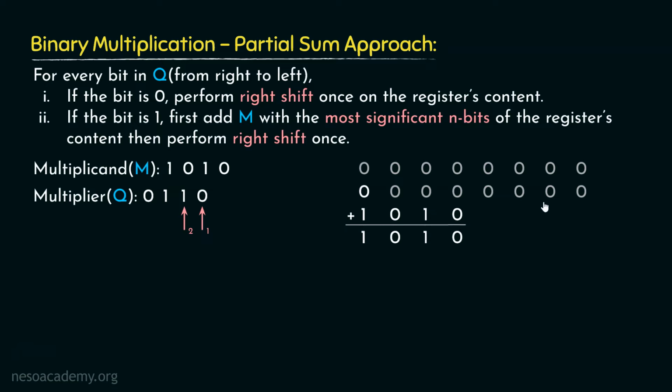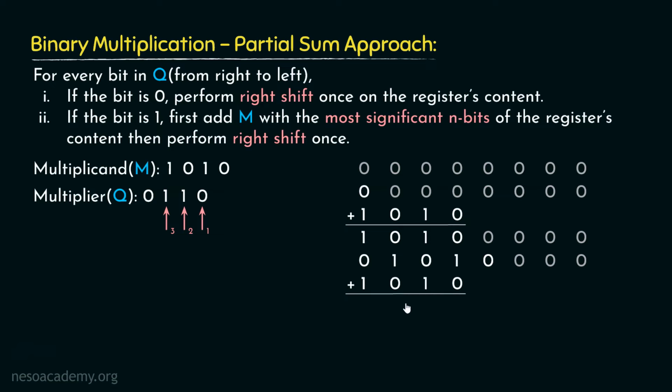Now what about the remaining bits? They will remain same. Now we are not done yet with the second process. We are still in here because after we perform the addition, thereafter we are supposed to perform the right shift once again. So let's perform that. Now we are done with the second process. Now the next bit in the multiplier is 1. So we are supposed to add the entire multiplicand with the most significant 4 bits of the register content.